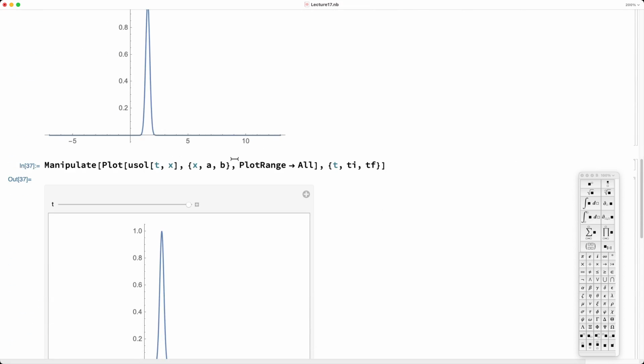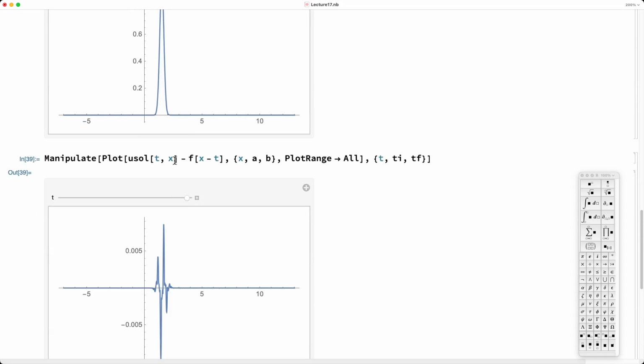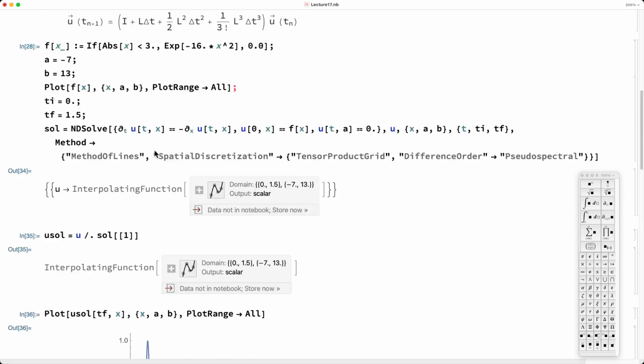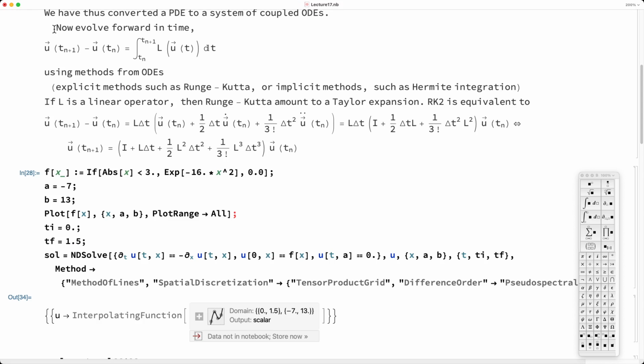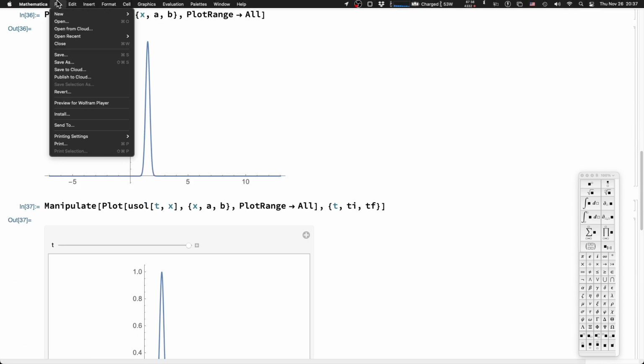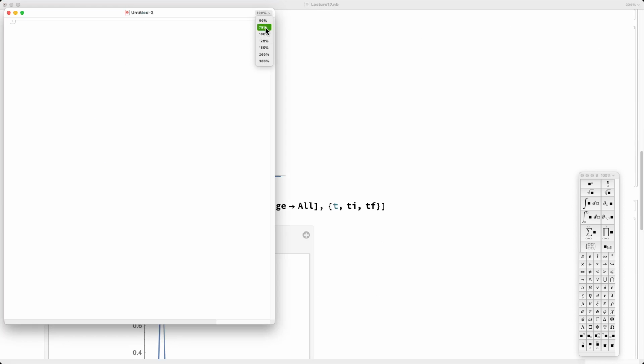implement the method of lines ourselves. There are always ways to improve the accuracy here. You can look at the Mathematica tutorial, but our purpose here is to learn the method of lines and implement it ourselves in a way that we can implement it not only in Mathematica but in any language. So let's go ahead and do that. Let's open another notebook and zoom in.